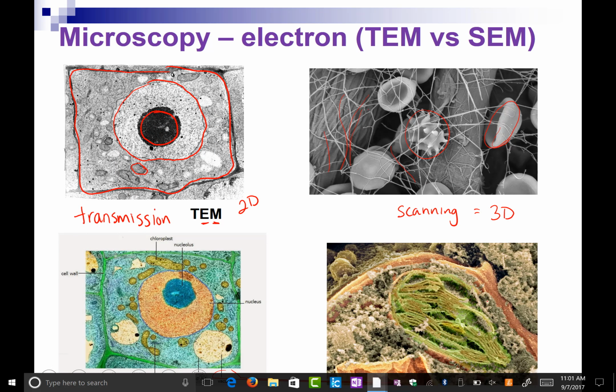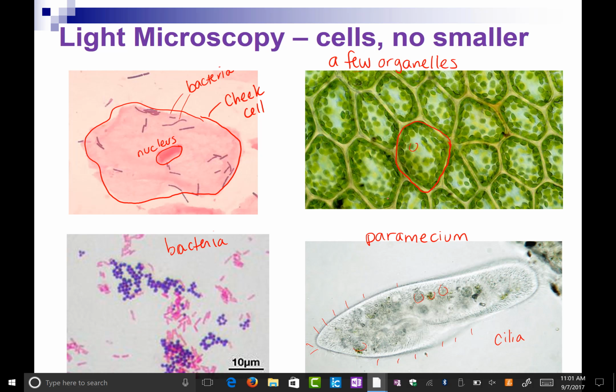This is a chloroplast. And as you learn about chloroplasts, you're going to learn that they have all these internal membranes. This is where our photosynthesis is happening inside this organelle. So lots of detail that you can see with electron microscopy that you can't see with light microscopy. Let me make another point here.